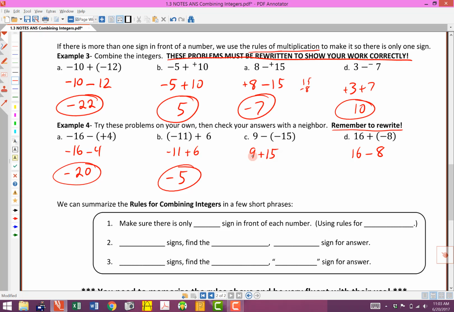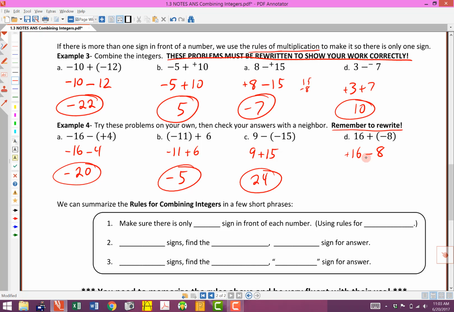These are both positive, so same sign, find the sum. That means we're going to add the numbers together. So if we add the numbers together, we end up with 24. And they're both positive, so the answer on this one's going to be positive, so I'm just going to circle that one. And this one is positive 16 minus 8.